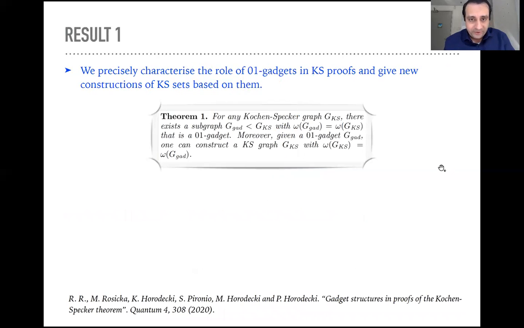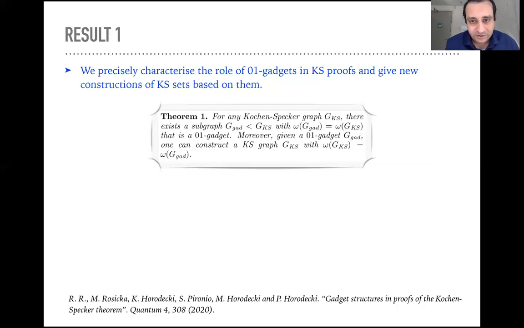Now, what is the point of the study of these gadgets? And this is the first main result that we show in this paper. We show that for any Kochen-Specker graph, meaning any orthogonality graph that serves as a proof of the Kochen-Specker theorem, there is always such a 0, 1 gadget inside it as a substructure. And moreover, given such a 0, 1 gadget, by using many copies of this and connecting them, we can always produce a proof of the Kochen-Specker theorem.